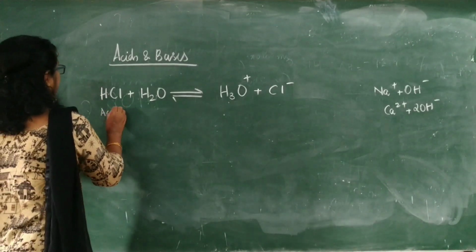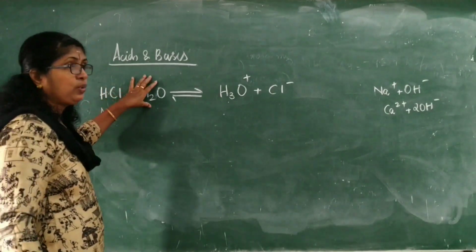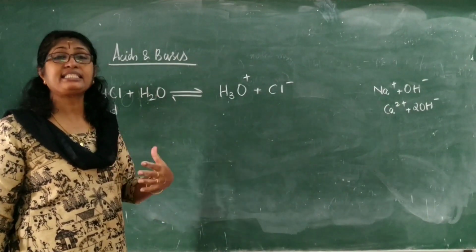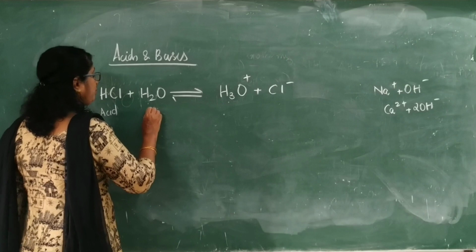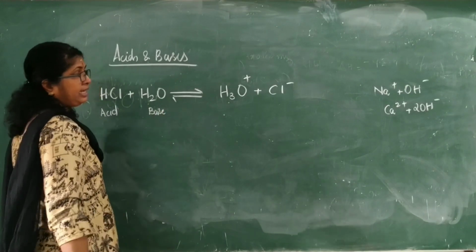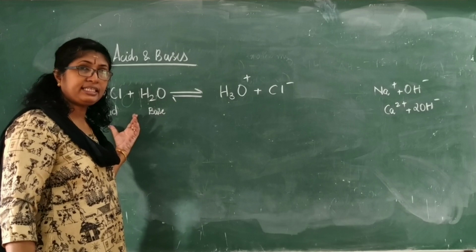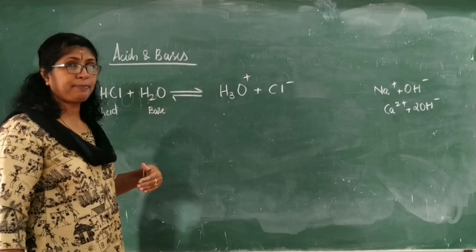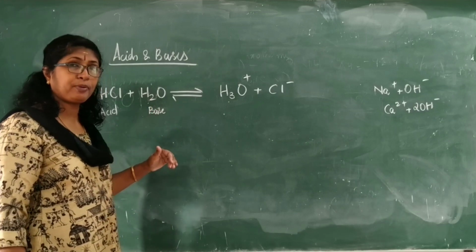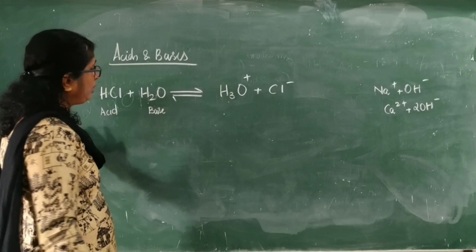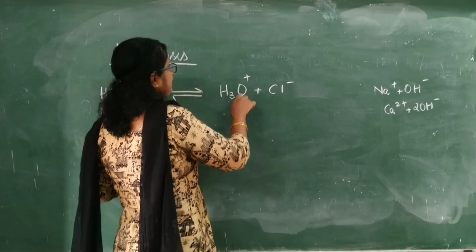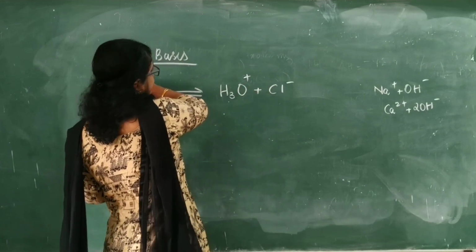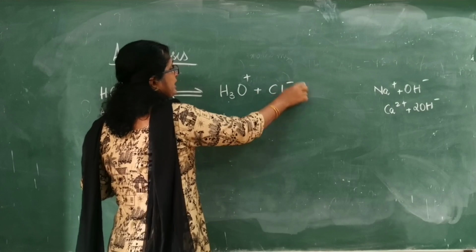Now, the water molecule accepts this proton. So bases are substances which accept a proton, and the water molecule is a base. HCl is an acid since it is donating a proton. A base is a substance which accepts a proton. Here the water molecule is accepting a proton, so it is a base. Since the water molecule accepted a proton, it forms a hydronium ion, and HCl, since one proton is donated, forms Cl-.